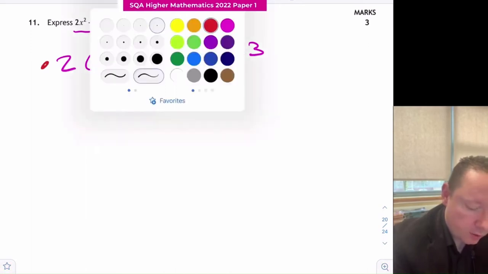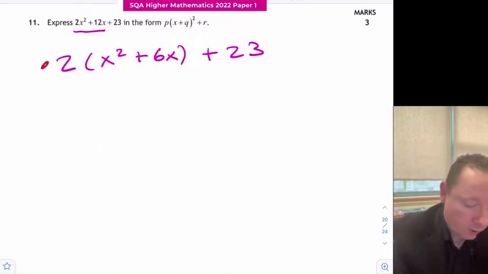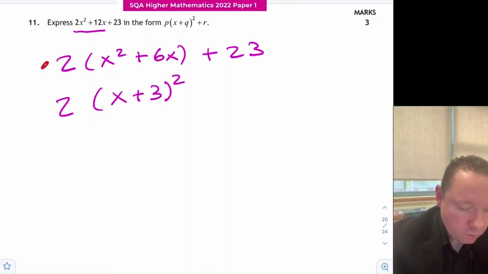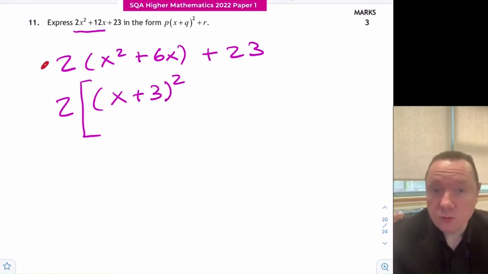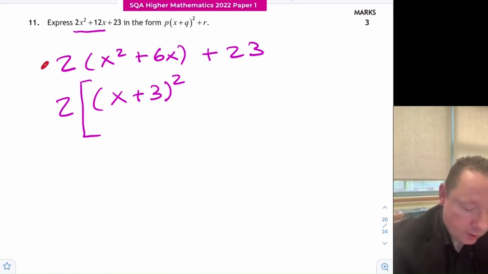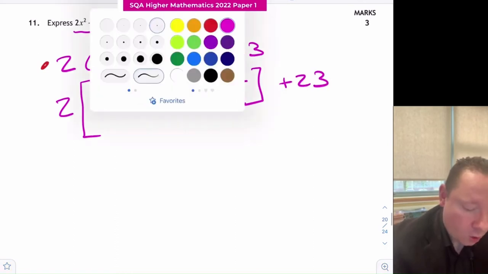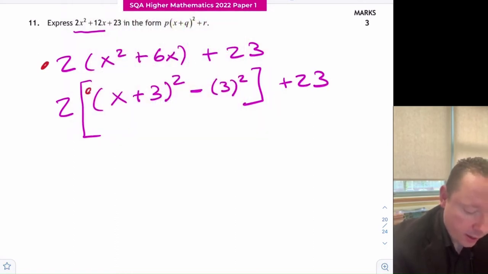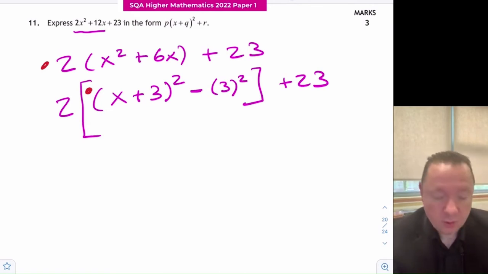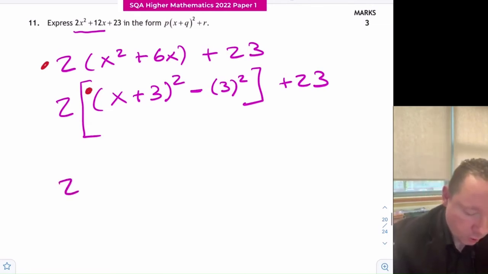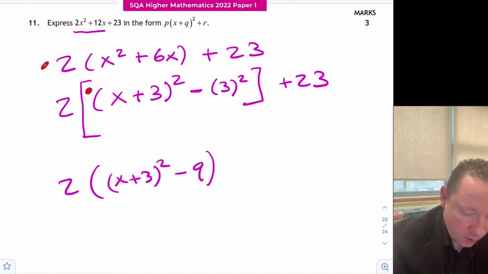Okay, your second mark, completing the square on this: we have to know that we then do 2 bracket half the middle term, so (x plus 3) squared. And that's all in big brackets, of course. Then we need to immediately take away 3 squared. We've still got plus 23. So if you had got this part here, if you'd written 2 times (x plus 3) squared, you would have got a mark there. We've got 2 times (x plus 3) squared minus 9, plus 23.